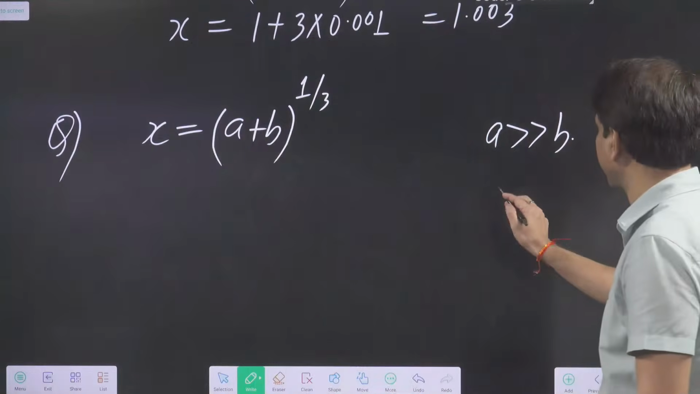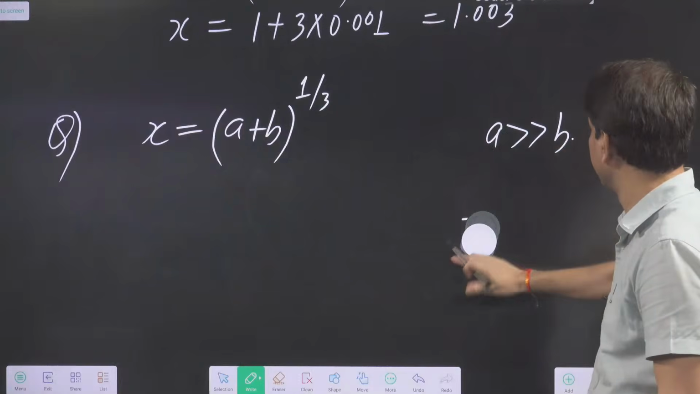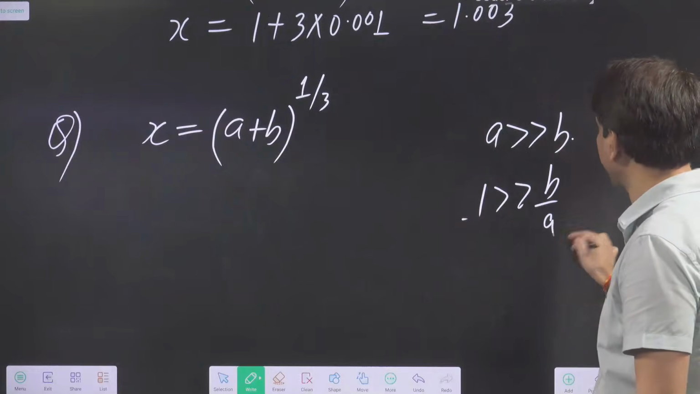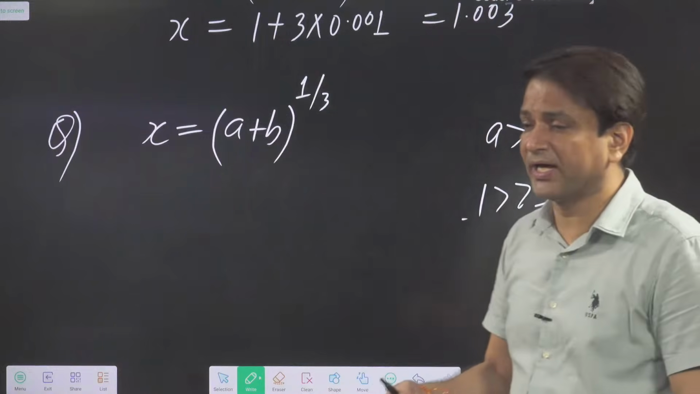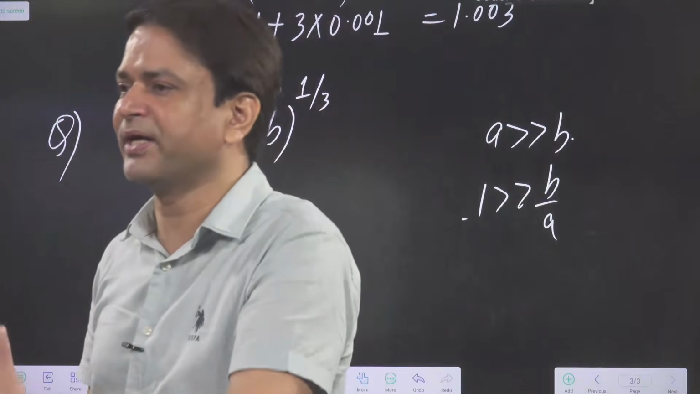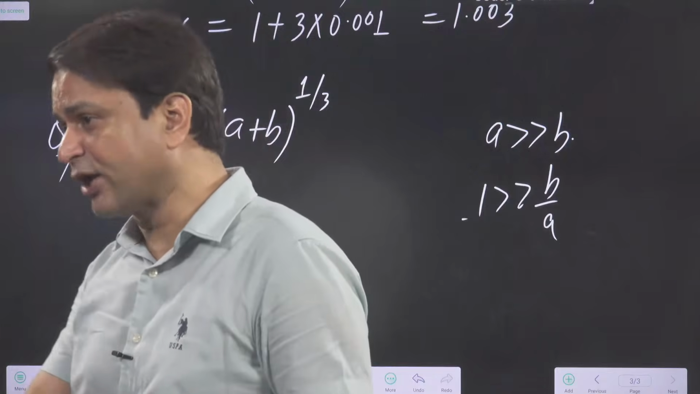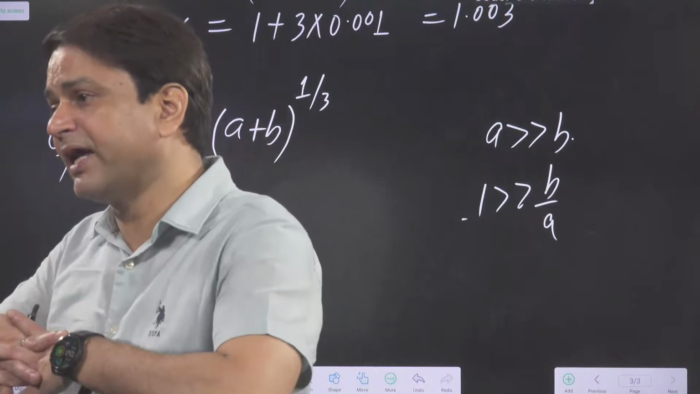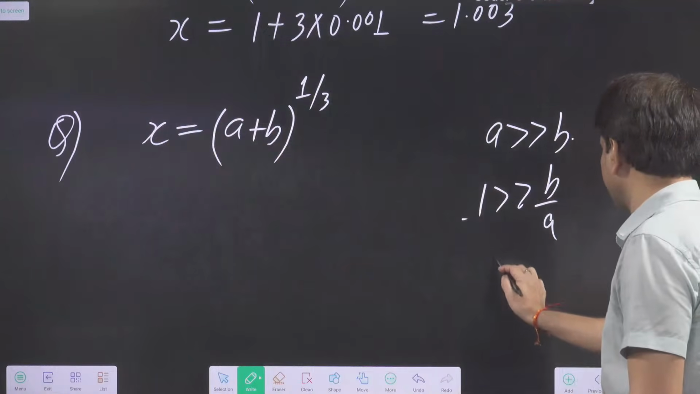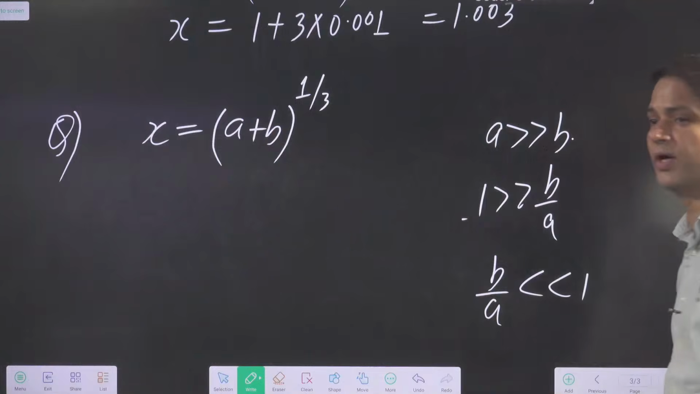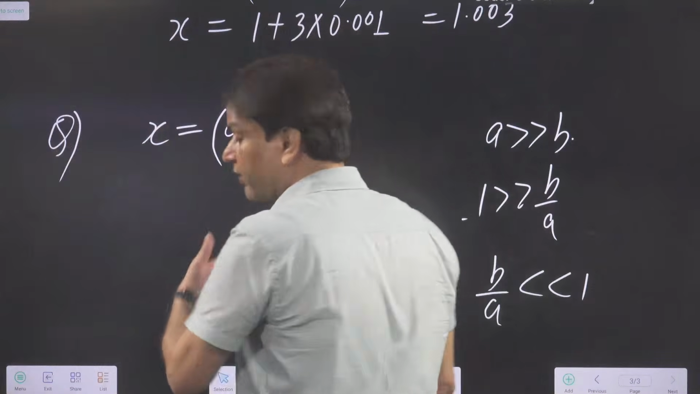If you are taking a common, then you get b by a. b by a is very small in comparison to 1, or 1 is very large in comparison to b by a. Since a is larger than b, the denominator is larger, so the value will be less than 1. So if I take a common, I get b by a, and b by a will be very small in comparison to 1. So we will try to convert into the form that we know.